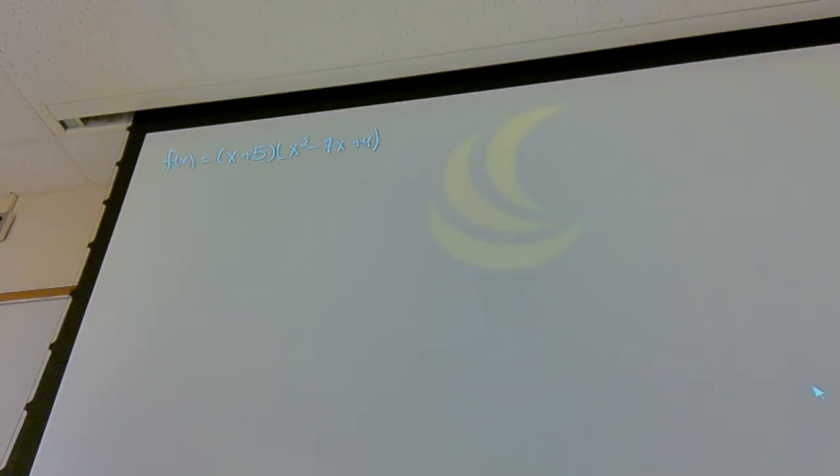It cannot. Quadratic formula: negative b plus or minus the square root of b squared minus 4ac, all over 2a, gives us 7 plus or minus the square root of 33, all over 2. Square root of 33 cannot be simplified. Factors of 33 are 3 and 11, neither of which are perfect squares.